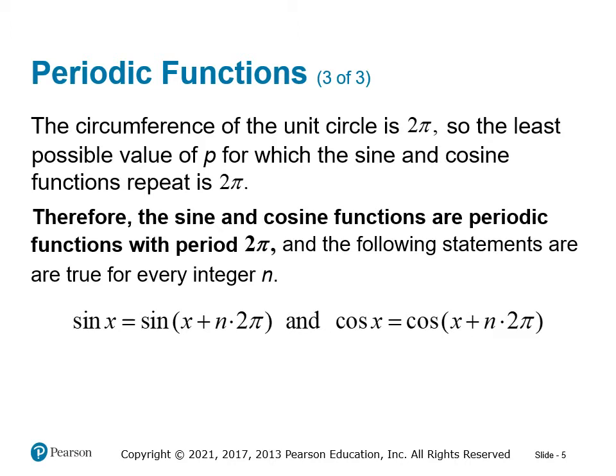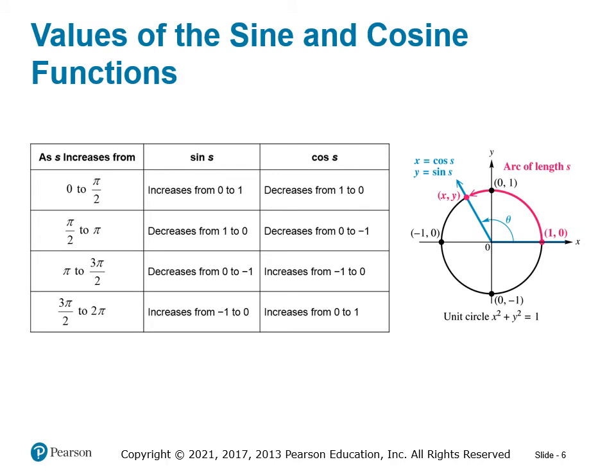And this is just saying that the sine of x is equal to the sine of x plus any number 0, 1, 2, 3, etc., times 2 pi. So if x is, let's just say 30 degrees, or pi over 6 radians, and we add 2 pi to it, we're back in that same spot, and the sine value is going to be the same on the unit circle. And this works the same for cosine.